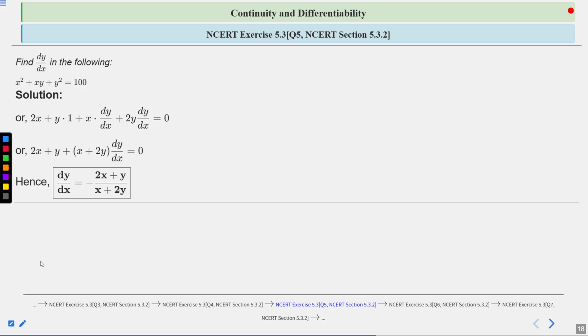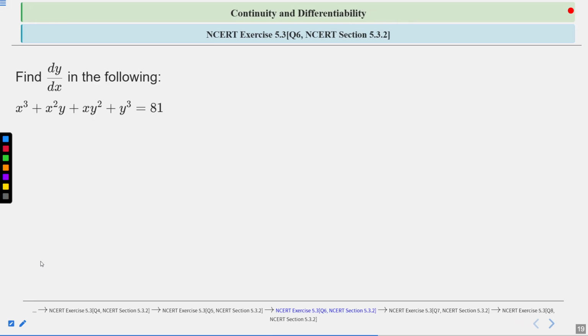Okay, let us move to the next question. Next question is NCERT exercise 5.3, question number 6. We have to basically find dy by dx in the following, and the given expression is x cube plus x square y plus xy square plus y cube is equal to 81. So how can we find the value of dy by dx in the given expression? Again we will try to apply chain rule and product rule to calculate dy by dx. Again I am giving you 1 minute 20 seconds to solve or think about this question. After that we will move to the solution part.